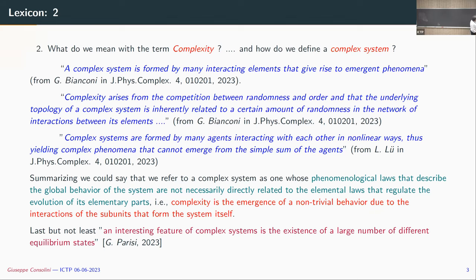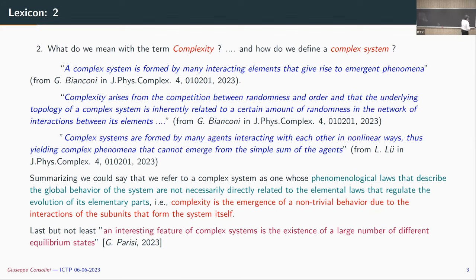Or, complexity arises from competition between randomness and order. And that the underlying topology of a complex system is inherently related to a certain amount of randomness, randomness in the interaction, in the network of interaction between the different elements. Another definition, from Tom Liu, is the following: complex systems are formed by many agents interacting with each other in nonlinear ways. So it is maybe similar to the previous one, but in this case he also used the words nonlinear ways. So nonlinearity is another element of a complex system.